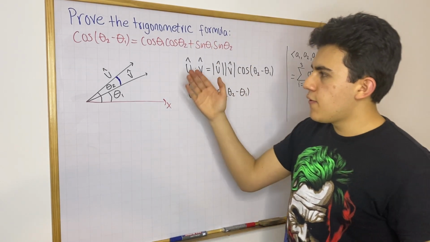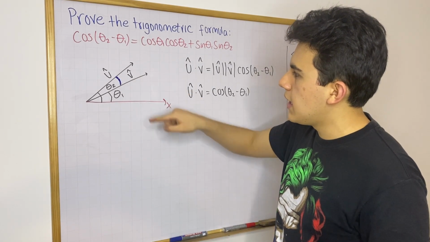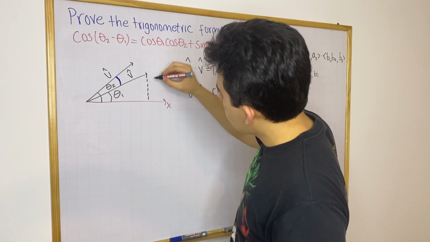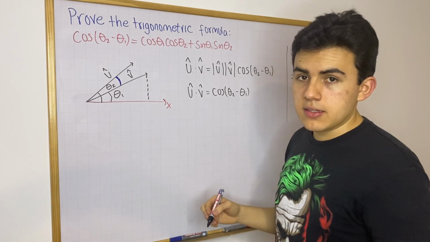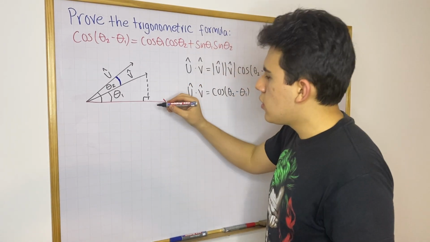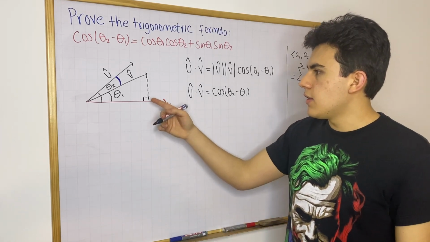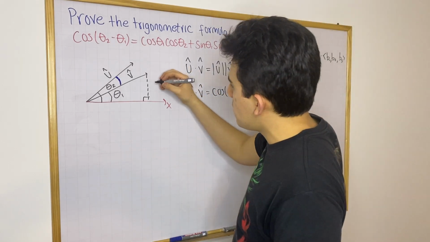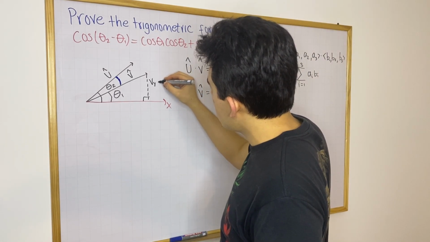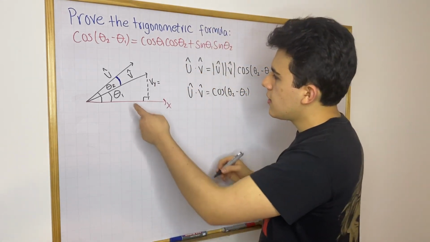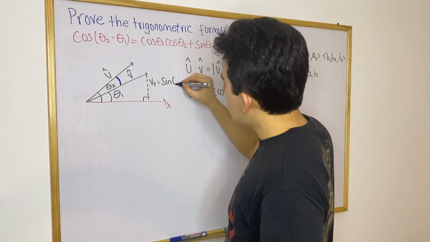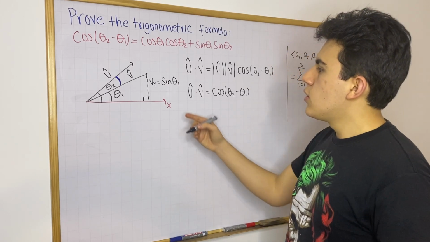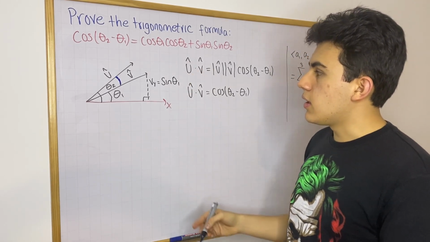Now, what are the components, the vertical and horizontal components, of u hat and v hat? Well, if we do this, I'm just going to make this dotted line here. This is going to be the y component of v hat. Now this is really just a right triangle, so you can just use typical trigonometry to find this. Since v hat has a magnitude of 1, the vertical component, I'm going to say v sub y for v's vertical component, will be equal to sine of theta 1, okay? Theta 1 is the angle between v and the x-axis, okay? So that would be the vertical component for v.